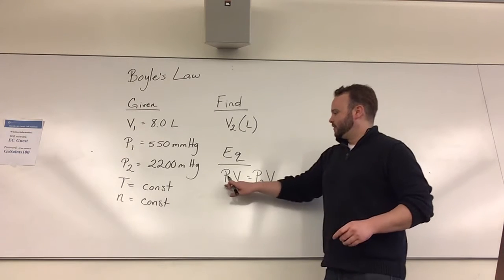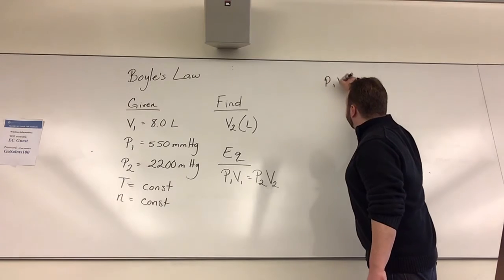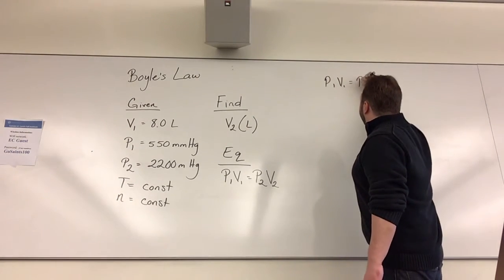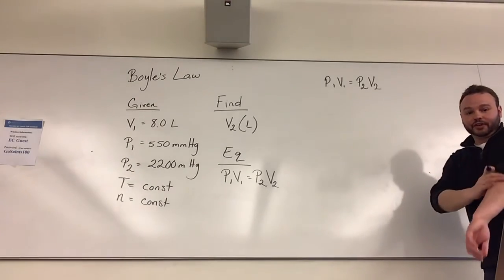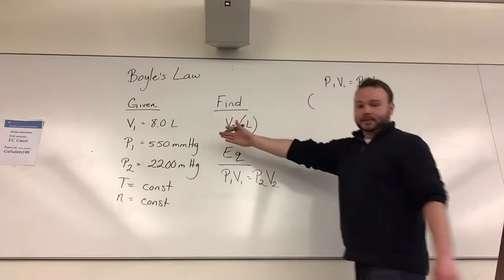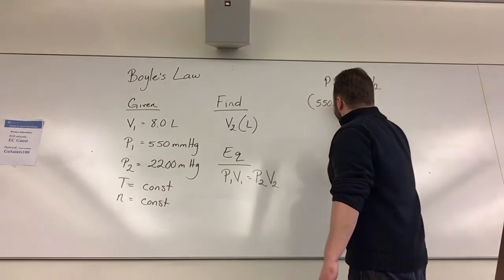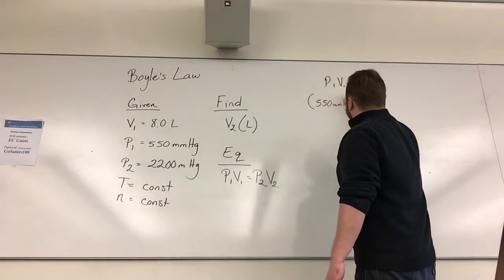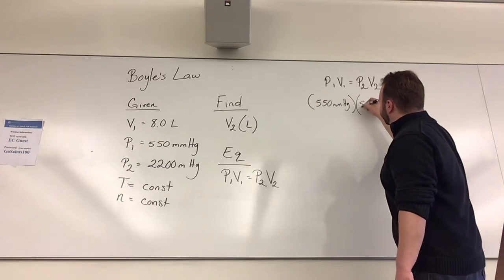So if we look here, a lot of the time what I like to do is just rewrite the equation where I'm going to do my work, because I like to start with the variables first, and then I can just dump the numbers in. So P1, I look to my givens and finds. That's 550 millimeters of mercury. That's my P1. My V1 is 8 liters.